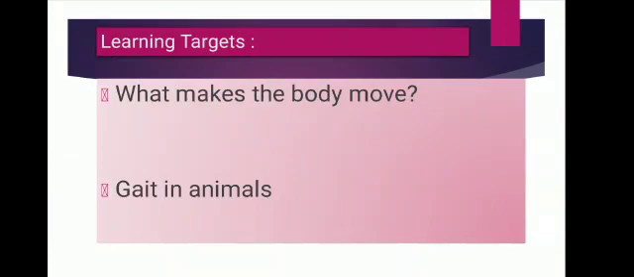In this part we will learn about what makes the body move and gait in animals. Gait means a specific pattern of movement. Okay, let's start with muscles.